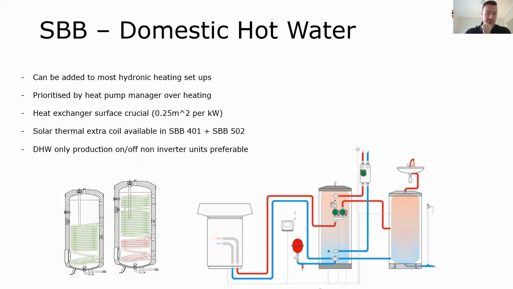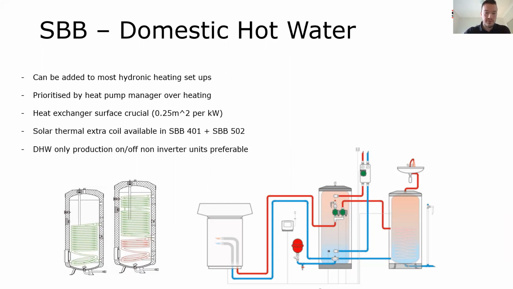Heat exchanger surface size is crucial. We'll look into that as well in module 2 a little more. But what I'm saying is we need 4, 5, 6 square meter coil surface area. That's important to actually transfer all the energy from the heating into the buffer tank, sorry, into the coil tank, into the domestic hot water tank.